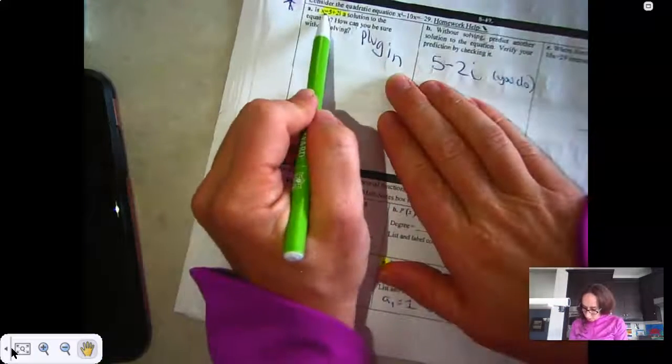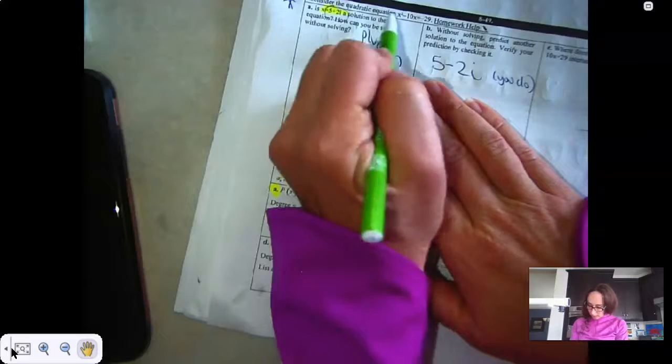Okay, let's turn the page. Let's get to the homework. This is what was in the lesson, so you'll be fine. This one, they want you to take this and plug it in. I think I'll do this one, and then you're going to do this one.